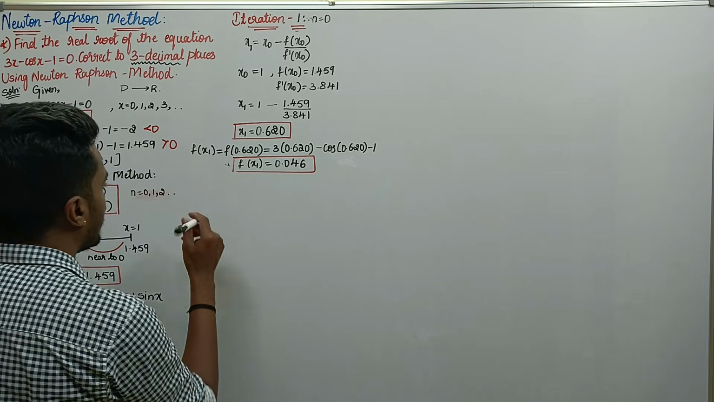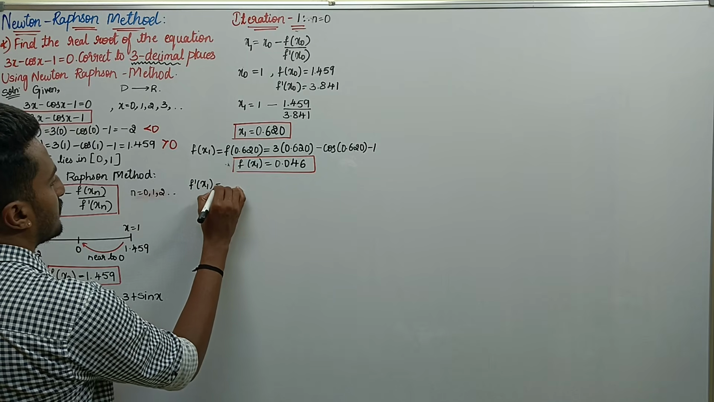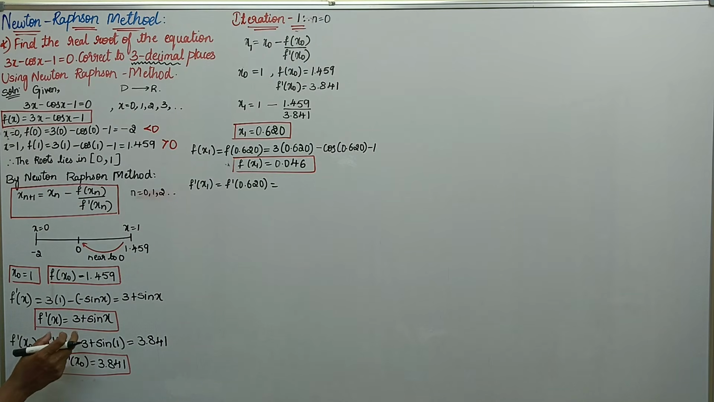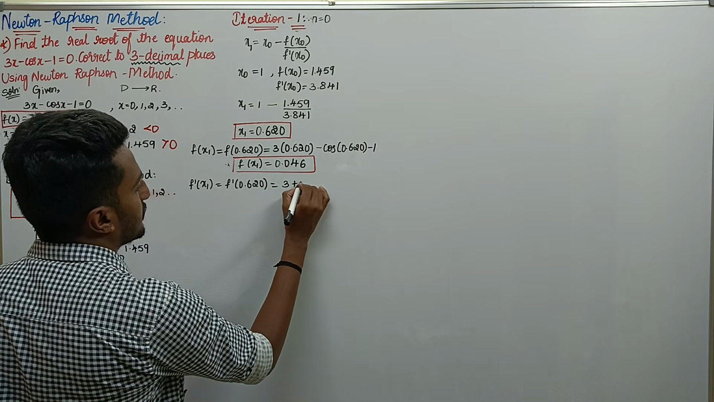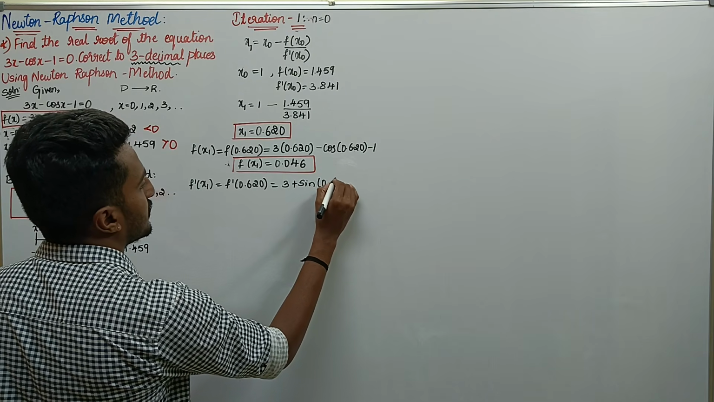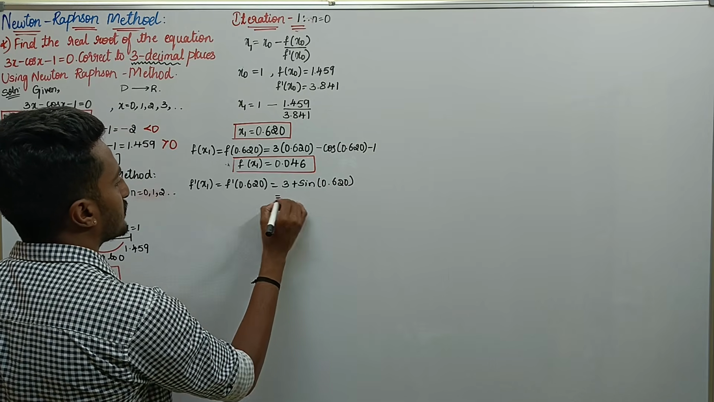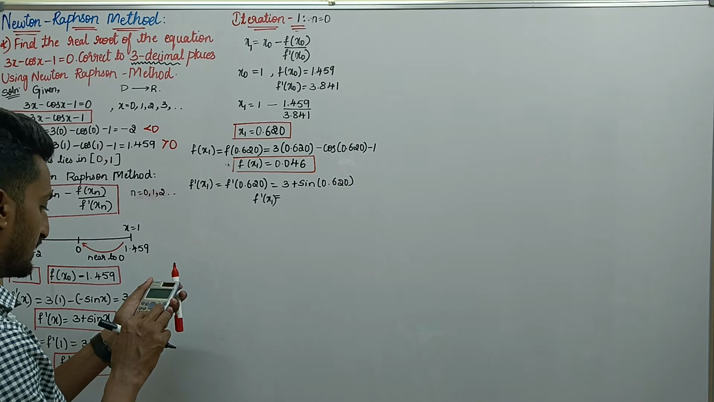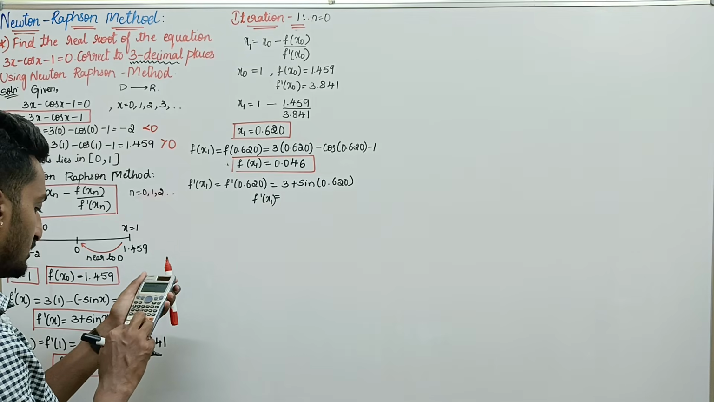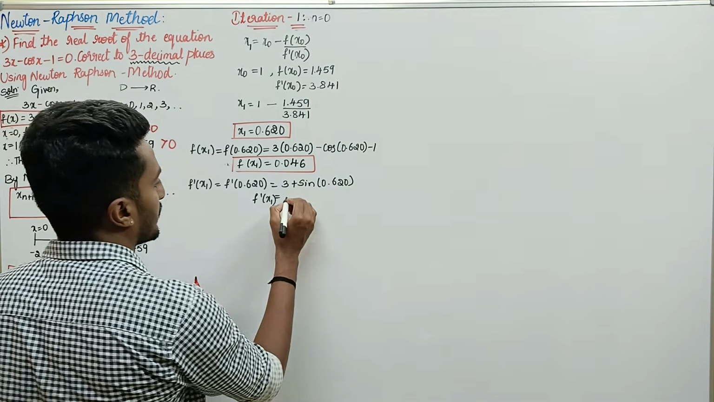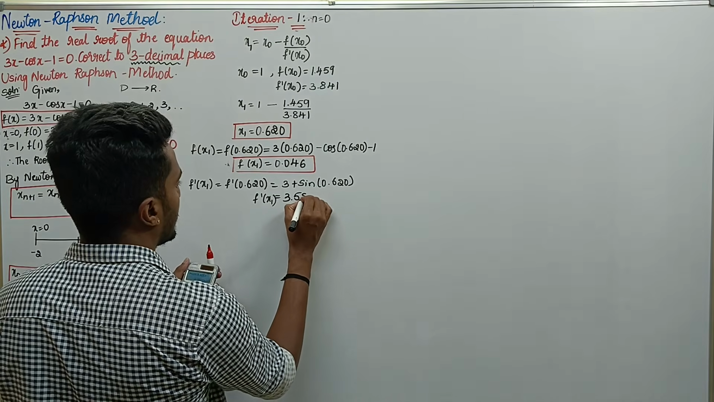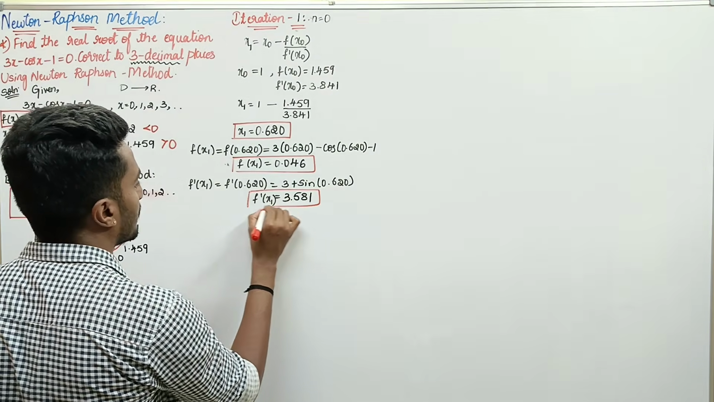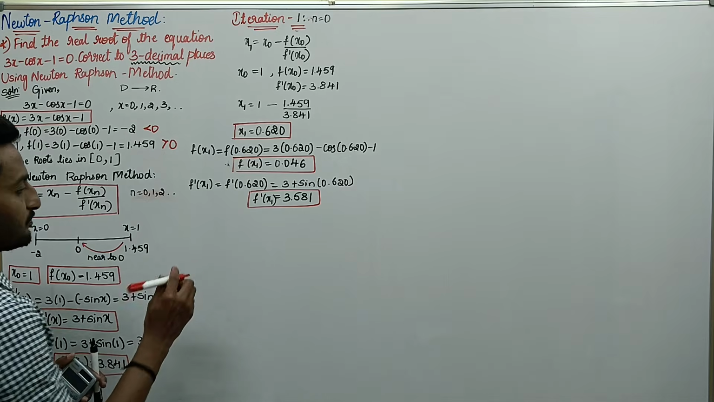Next, let us find f dash of x1. F dash of x1 is equal to f dash of 0.620. Where I am supposed to represent in this condition, that is 3 plus sin x. 3 plus sin 0.620, close the bracket, you get 3.581. This is the value of f dash of x1. Now let us go with the iteration number 2.